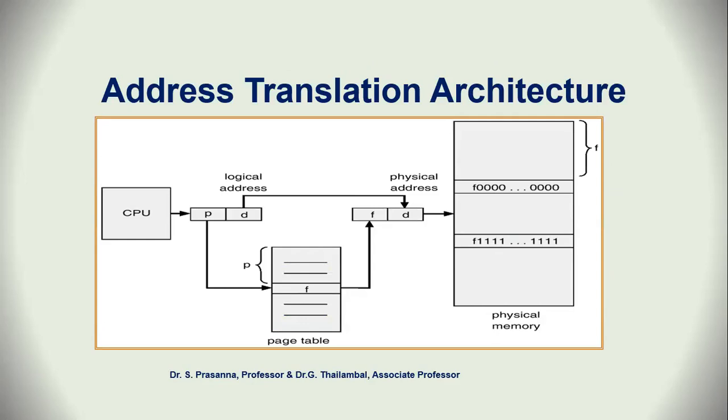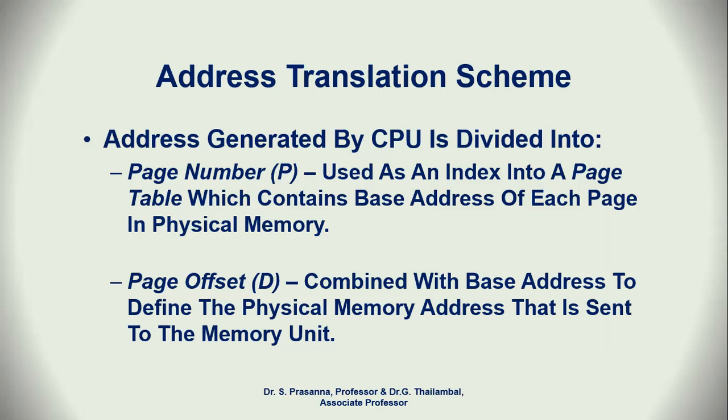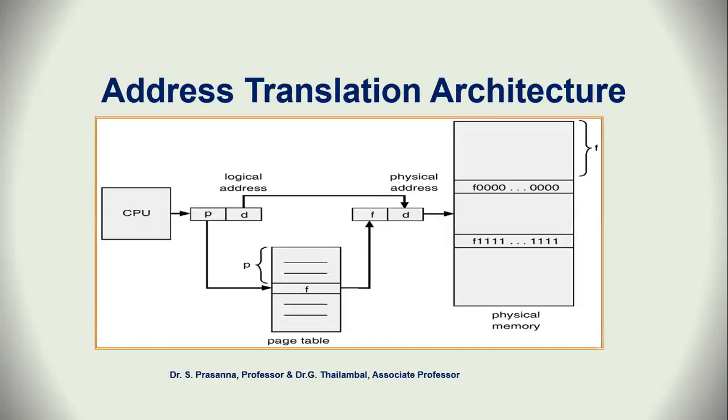So you can see the address translation architecture. In the CPU, you are going to give a logical address with the page number and the page offset D, P and D. What happens is it needs to match the offset with the physical address and it needs to find in which frame that particular page is stored.